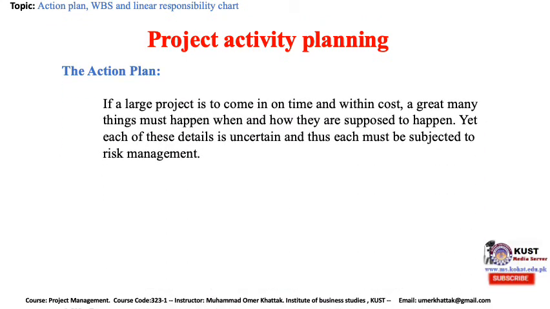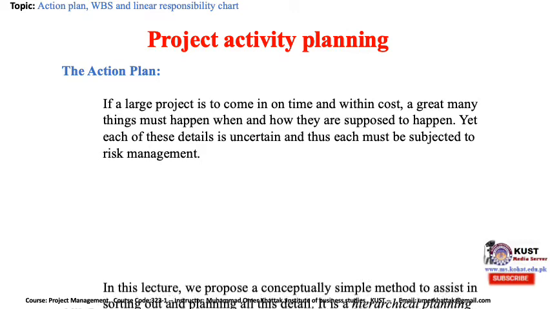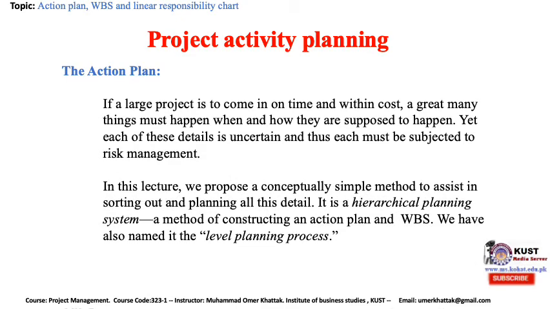If a large project is to come in on time and within cost, a great many things must happen when and how they're supposed to happen. Yet each of these details is uncertain and thus each must be subjected to risk management. In this lecture, we propose a conceptually simple method to assist in sorting out and planning all this detail. It is a hierarchical planning system, a method of constructing an action plan and WBS, work breakdown structure. We have also named it the level playing process.